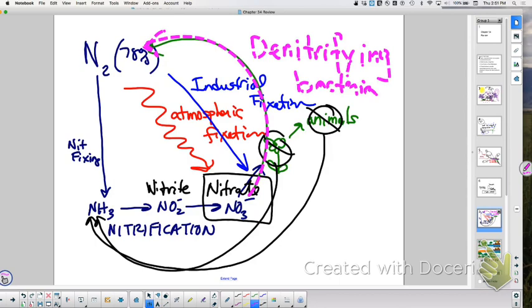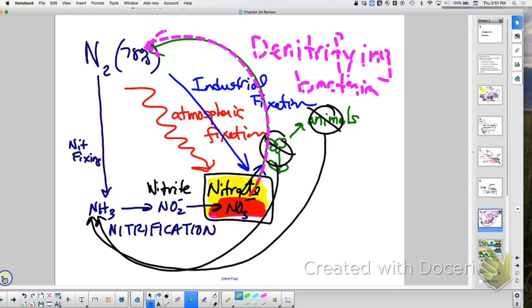Okay, so if we were just going to analyze bacterial roles, you've got nitrogen-fixing bacteria who fix nitrogen into NH3. Then you have nitrifying bacteria who do nitrification, and they convert the NH3 to nitrite and then nitrate. Once you're at nitrate, that can be used by plants, and then animals can eat the plants. When animals and plants die, decomposers bring it back to ammonia. It can just live right here in the biotic community.